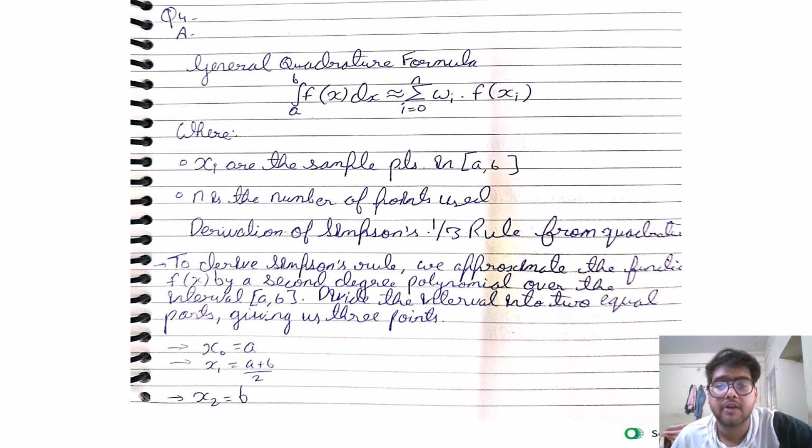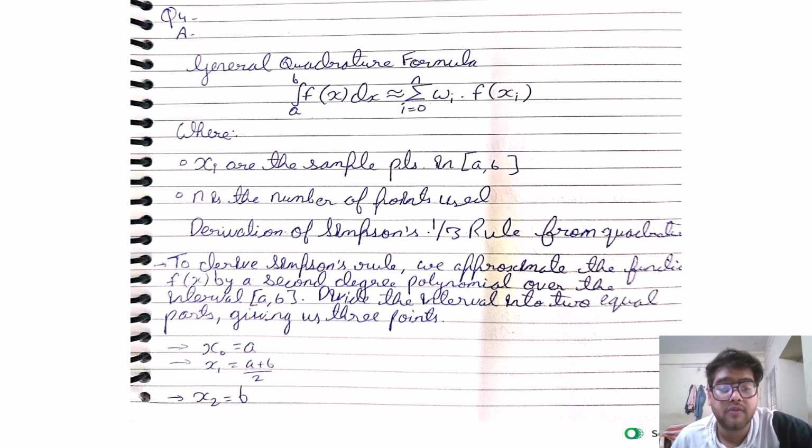So in the first part we will see the general quadrature formula, which is the integral of f of x dx in the interval from a to b, approximately equal to the summation of wi times f of xi, in which i is equal to 0 to n, where xi are the sample points in interval a to b, and n is the number of points used. And derivation of Simpson's rule, we will look at the 1 by 3 rule from the quadrature formula.